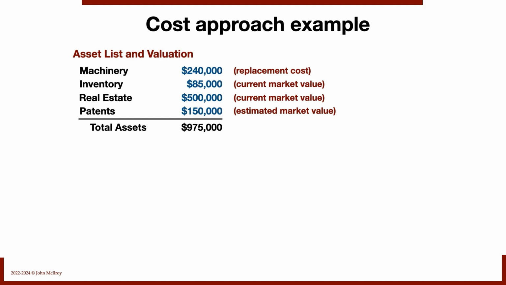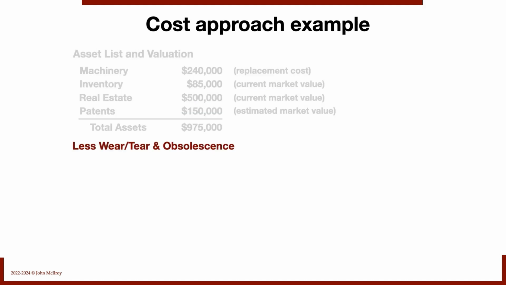The machinery replacement cost of $240,000 was new, but our current equipment has some wear and tear and obsolescence. So, to talk about what the assets would cost as is, we have to apply a kind of wear and tear charge on machinery. In this case, we call it $90,000. That's a negative number. That adjusts the asset value down from $975,000 to $885,000.